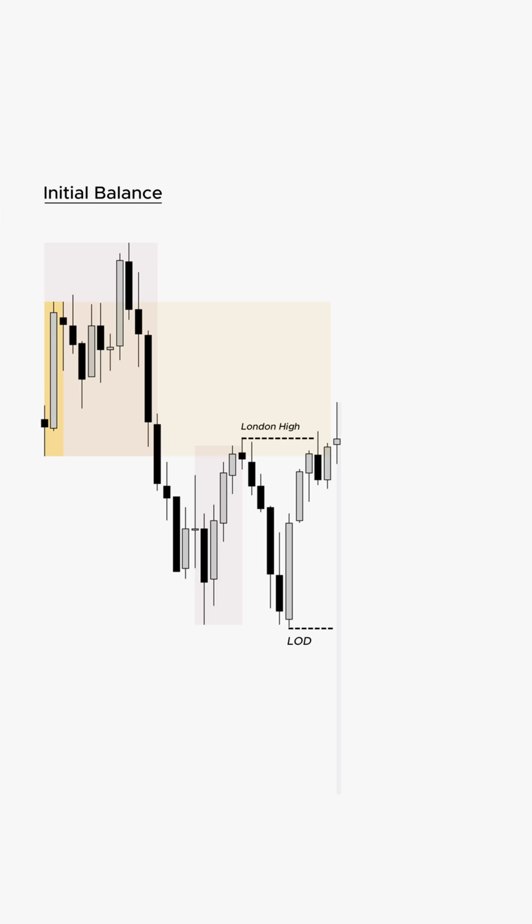Again, once price committed to the downside pre-New York session, New York came back to not only mitigate the initial balance of Asia, but also liquidate the pre-New York highs, giving a retrace candle and then a 2-to-1 to the lows of the day.